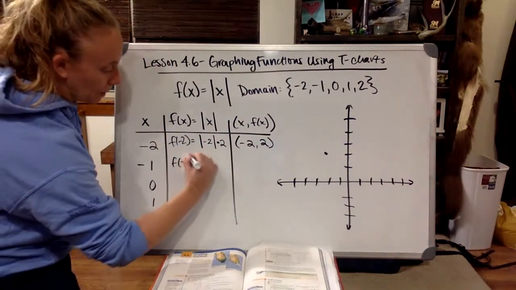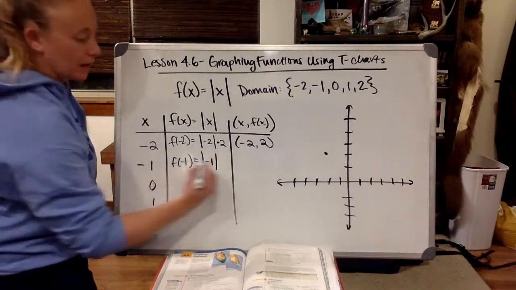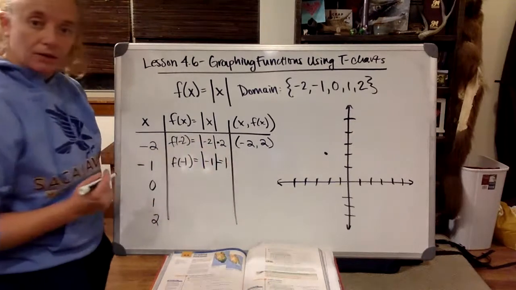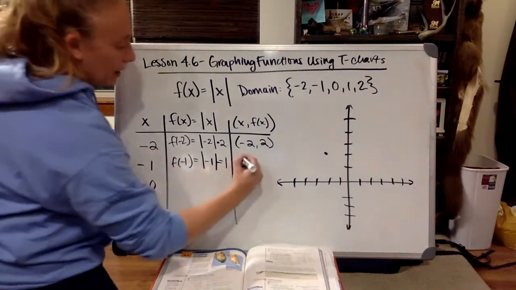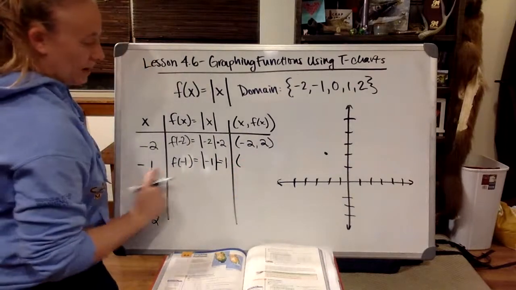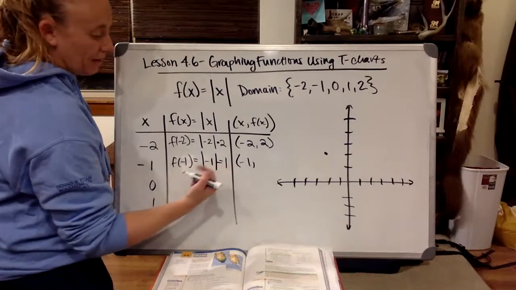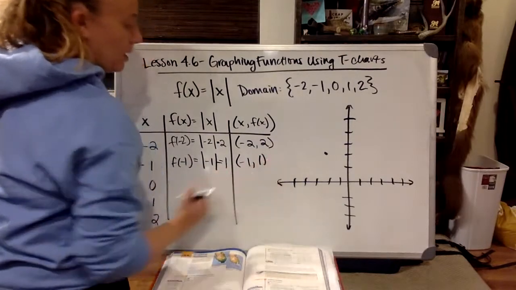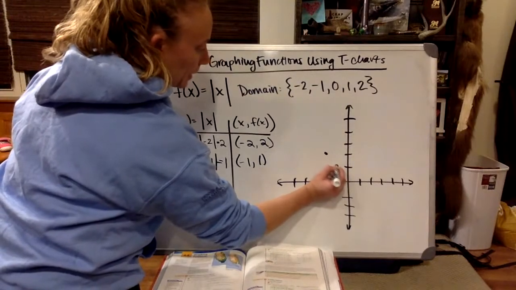Cool. I'm going to put -1 in here. F of -1 is equal to the absolute value of -1. The absolute value of -1 is +1 because -1 is 1 unit away from 0. So my coordinate pair of -1 x value, it corresponds with the f of x value of 1, or f of -1 value of 1. I'm going to graph it.